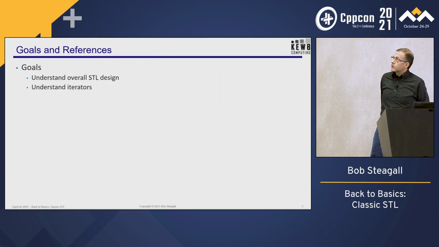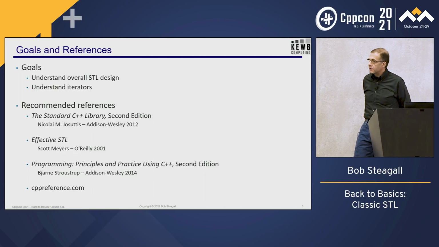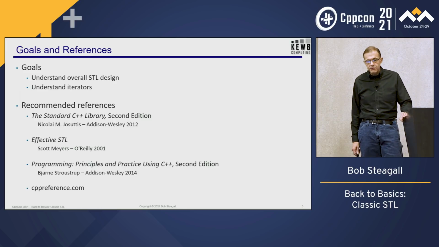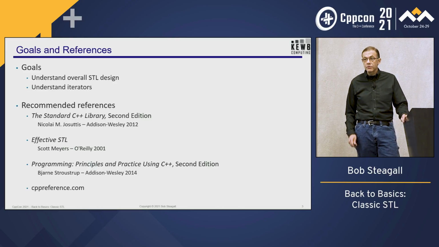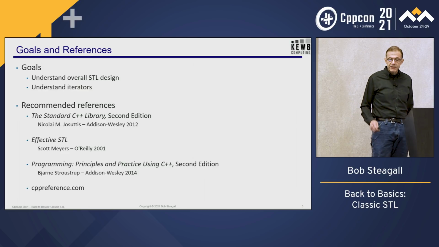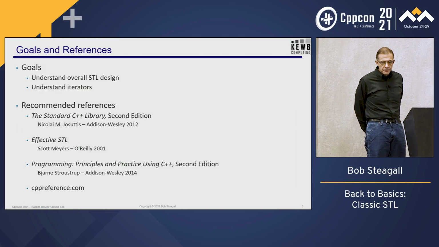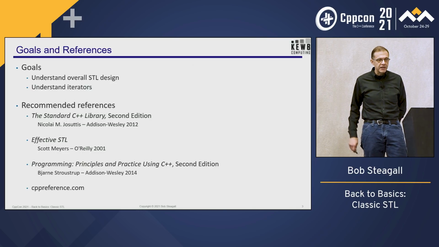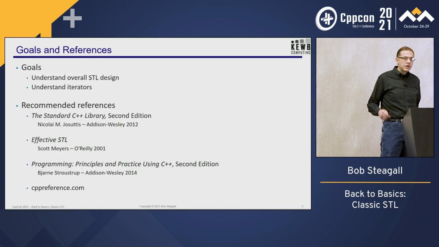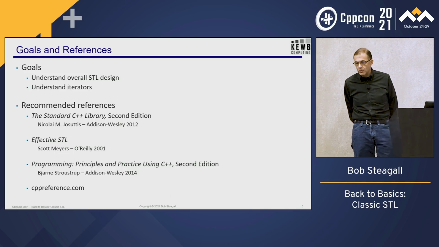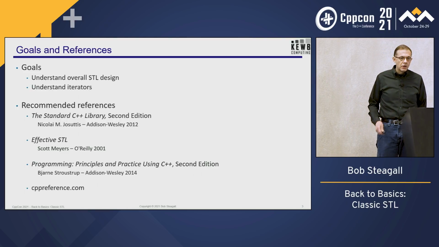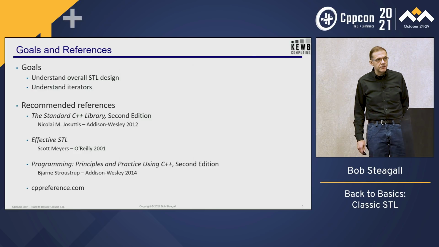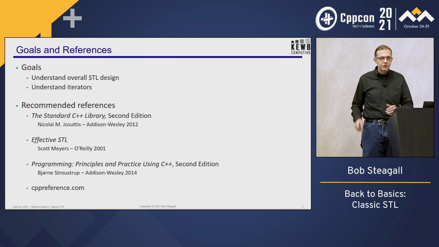And in furtherance of future understanding, I highly recommend these references. These are the ones that I look to first when I need to find something. Nico Josuttis' book, The Standard C++ Library, even though it's 9 years old, is still a very good, very relevant book. Effective STL is very old. It's 20 years old. But many of the concepts in the library are far older than that. And Scott does a wonderful job of explaining some very important and subtle points. Bjarne's book, his intro to programming book, Principles and Practice Using C++, also has a very good entry-level description of the concepts underlying the standard library. And of course, there's the old standby, CppReference.com, which I have open just about 24 hours a day in a browser.